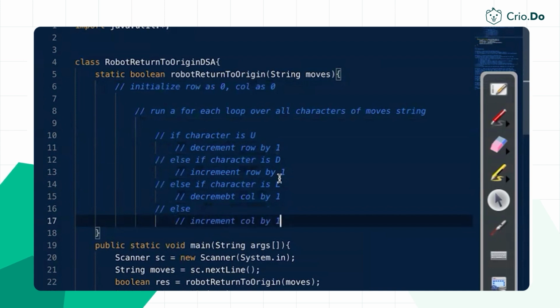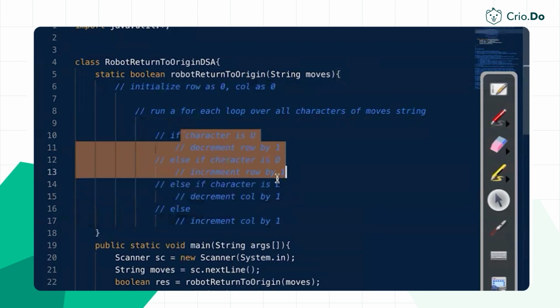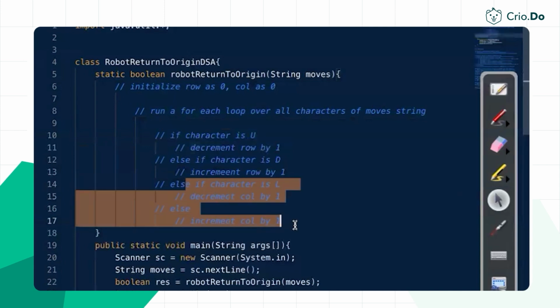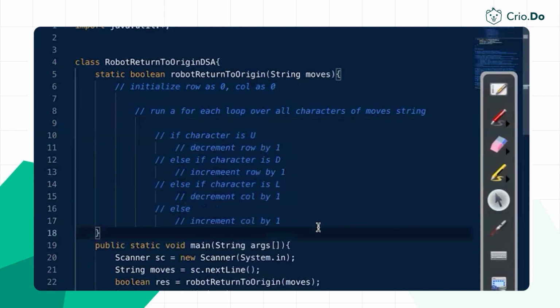We have already discussed this. And when you are going up or down, there will be no change in the column variable. That is the horizontal level will remain same. When you are going left or right, the row will not change. That is you are going to remain at the same row or the same horizontal level.